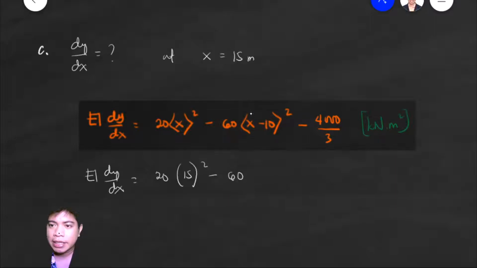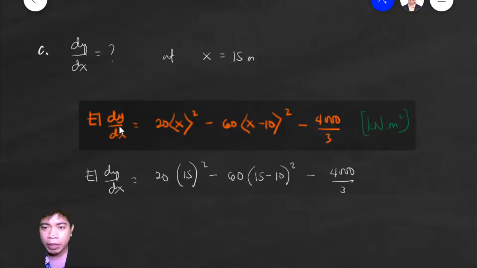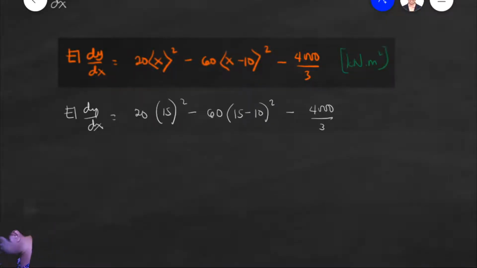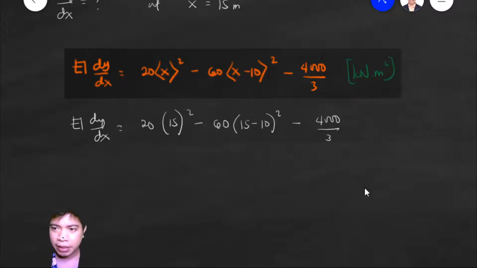Kung yung ating x dito is 15, then magiging positive nga yung ating nasa loob ng pointed bracket. So, okay lang. I-consider natin siya kasi positive. 15 minus 10, then square, then minus 4,000 over 3. Okay? So, this is the slope equation guys, no, na ginamit natin kasi nga, para lang klaro tayo. Ayun. Okay, so para naman sa ating, pag kinompute natin ito guys, no, ang lalabas is, wait lang, i-compute ko lang siya sa calculator.